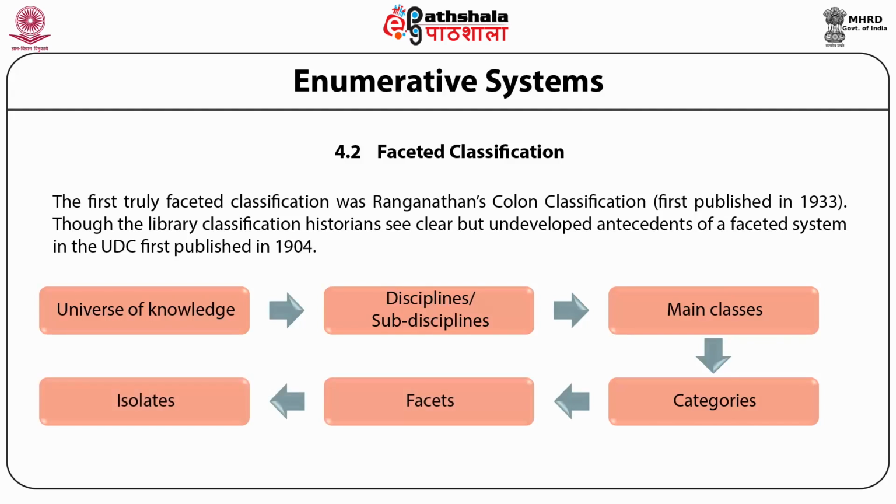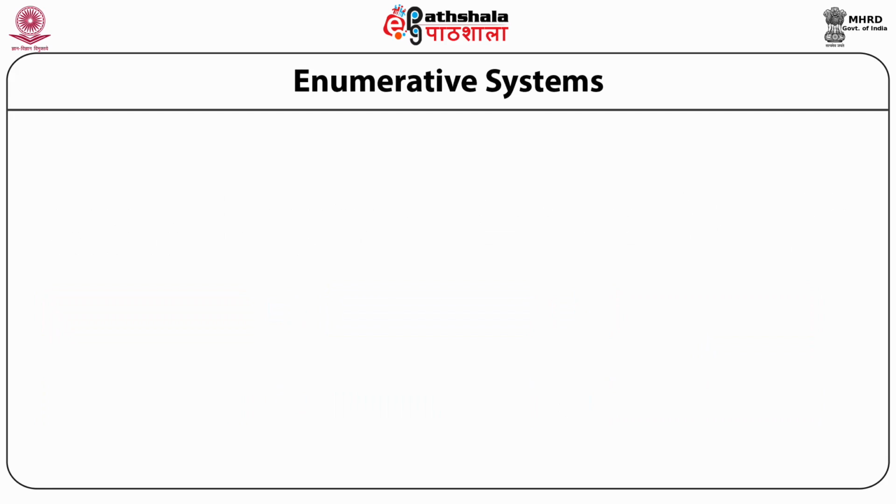So in a faceted classification, these facets and isolates are recombined to give a tailor-made class number to the document under classification. So there is no marking and parking, but you have to tailor the subject, you have to construct the class number according to the specific subject of the document.